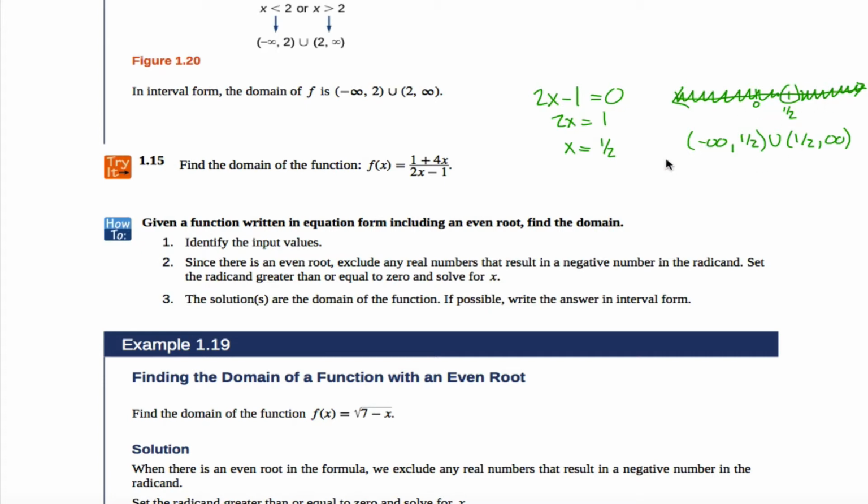You could also express this answer using set builder notation. You could say it's the set of all x such that x is less than 1/2, or, taking the place of the U for union, the set of all x such that x is greater than 1/2. And I suppose you could even write it just in inequality notation. You could just say x is less than 1/2 or x is greater than 1/2, or you could even say x does not equal 1/2. However you want. I would say one of these two would be your answer, and I'll call this one good.